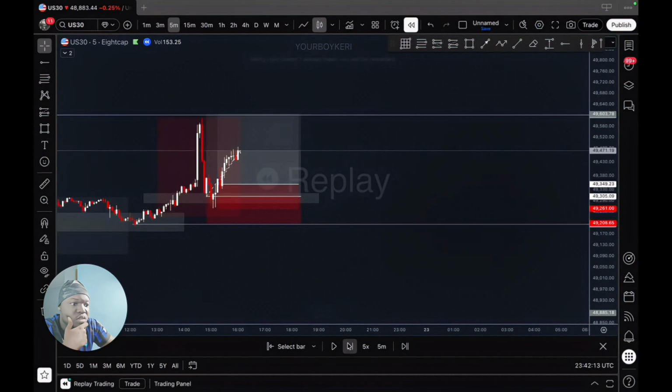Now see, price went to my position beautifully. This is a perfect clean trade if you ask me, right? This was my entry model 2 here, not model 1. Model 1 was on the first trade, this was on model 2.